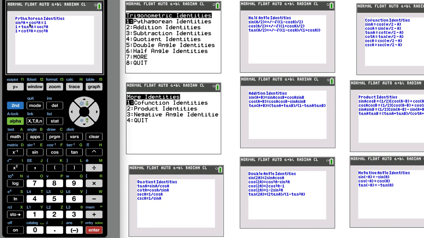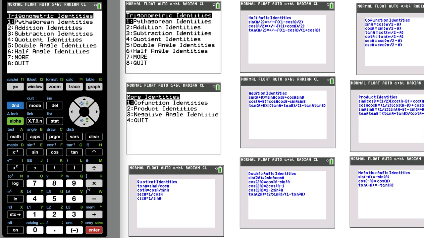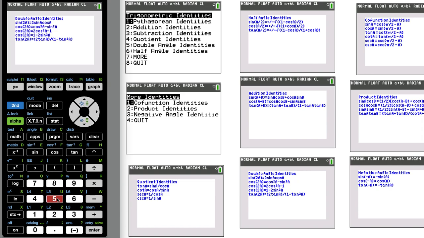You see the display. It says sine squared a plus cosine squared a equals 1. 1 plus tan squared a equals secant squared a. And 1 plus cotangent squared a equals cosecant squared a. And then if we return to the main menu, we can try out, say, the double angle identities.